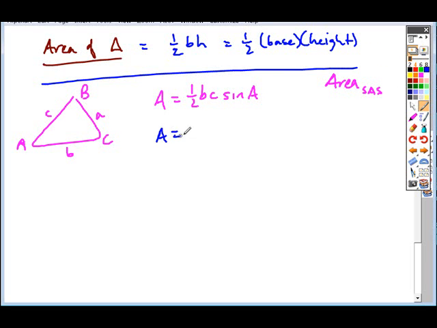Okay, if what you have is angle B and the two sides that form that angle, you have a second possibility. And the final case is if you have angle C and the two sides that form that angle. Okay, these are the formulas that you are working with.